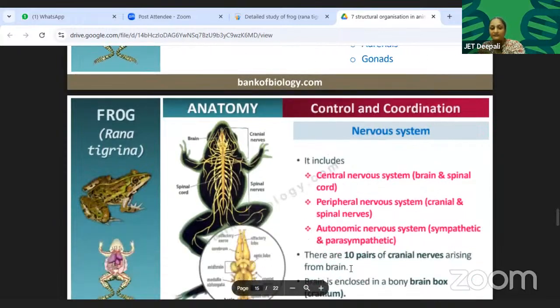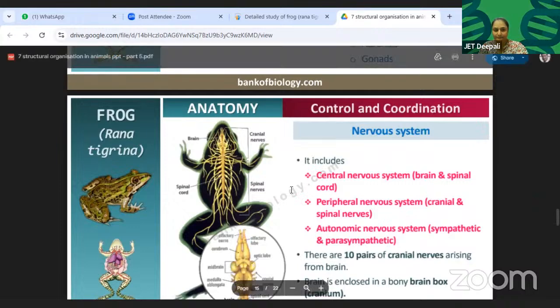Now coming to the nervous system. The central nervous system includes the brain and spinal cord. The peripheral nervous system is made up of cranial and spinal nerves. The autonomic nervous system is made up of the sympathetic and parasympathetic systems. This we will study in detail. There are 10 pairs of cranial nerves arising from the brain. You can see these are the cranial nerves, and these are the spinal nerves. This is the spinal cord, and this is their brain.